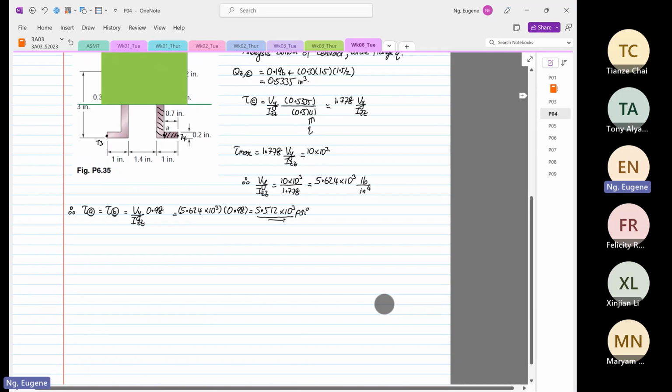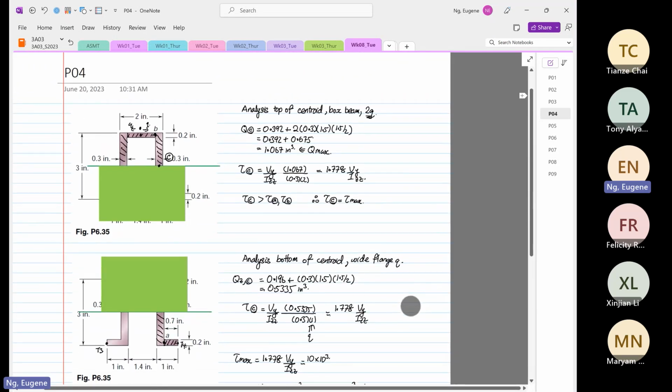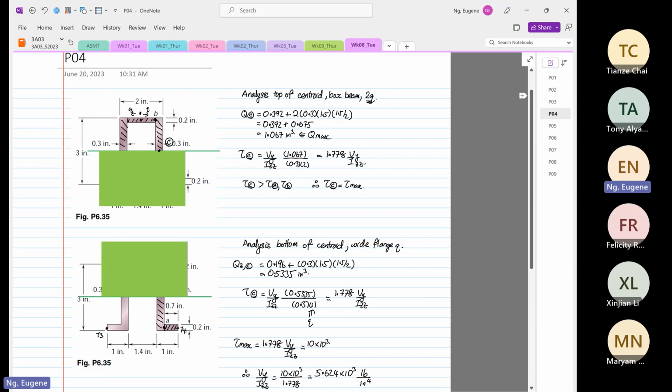Anyone have any question regarding this before I do a difficult example? Anyone? Okay, I don't hear anyone has a question.